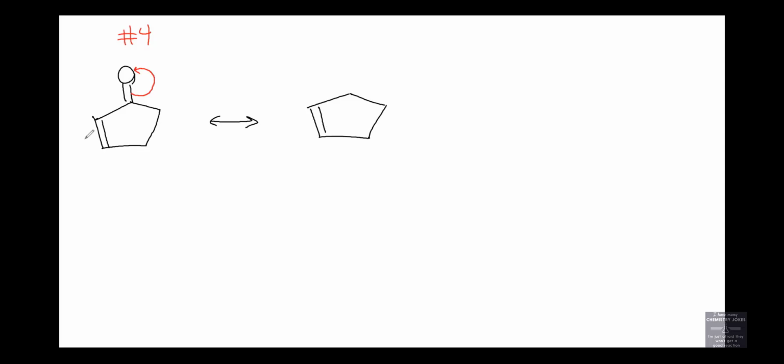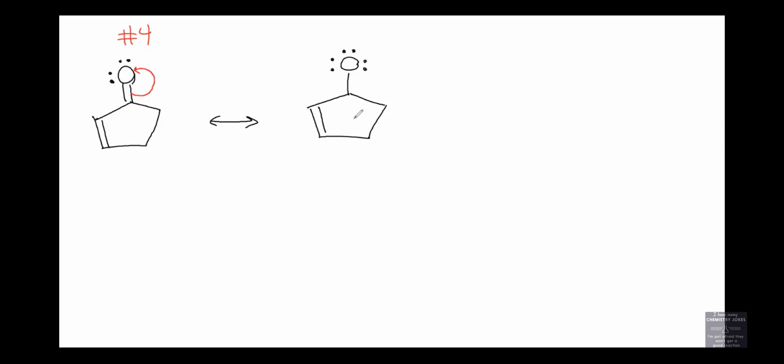That pi bond stays in place. We didn't do anything with it. This double bond becomes a single bond. That oxygen had 2 lone pairs before. And now he's got a 3rd lone pair because that pi bond was broken to give him an extra lone pair. This molecule had no formal charges, but this one has formal charges.